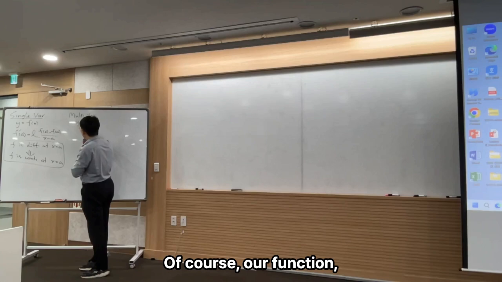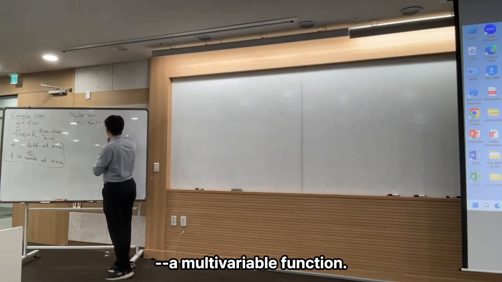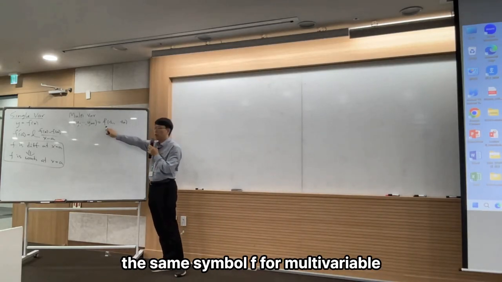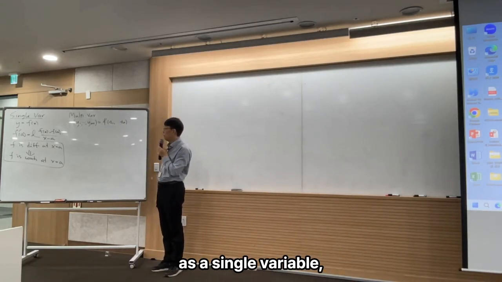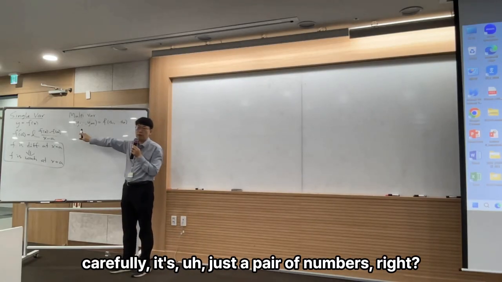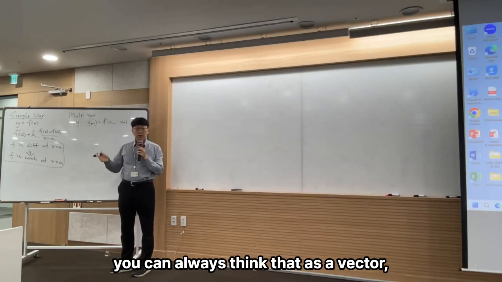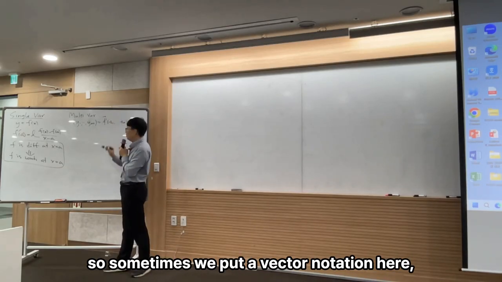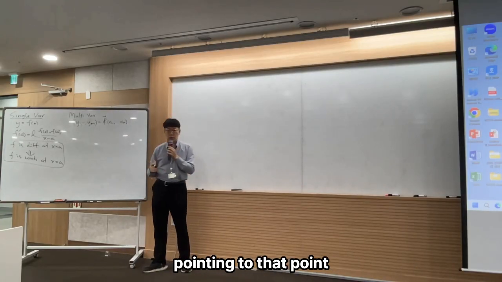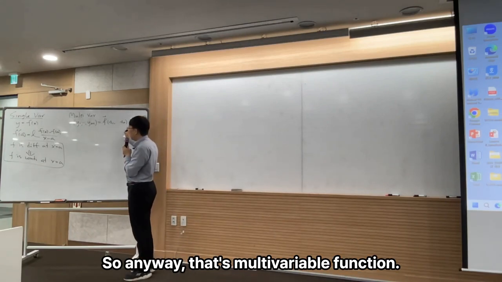Of course, our function, I'm going to write down the most general form of a multivariable function. Sometimes we put the same symbol f for multivariable as for single variable. But if you look at this tuple of points carefully, it's just a list of numbers, right? So when you have a list of numbers, you can always think of that as a vector. So sometimes you put a vector notation here, and we call these points position vectors, pointing to that point in n-dimensional space. So anyway, that's a multivariable function.